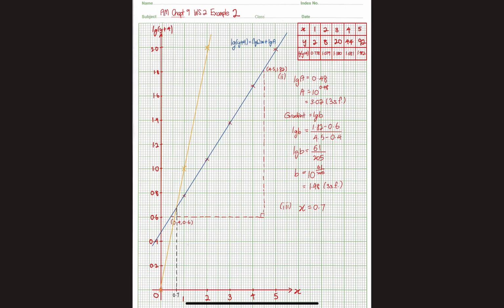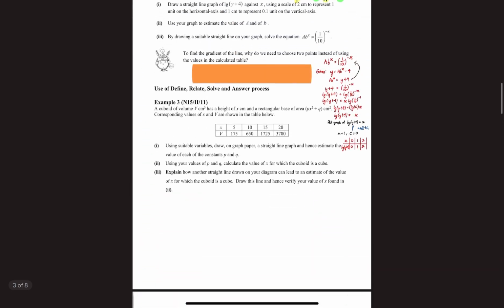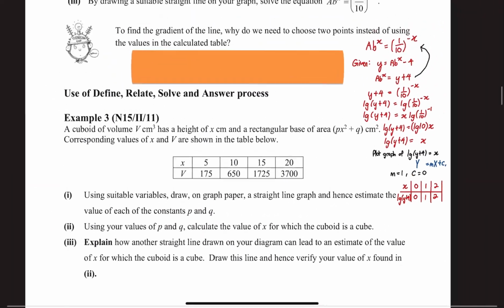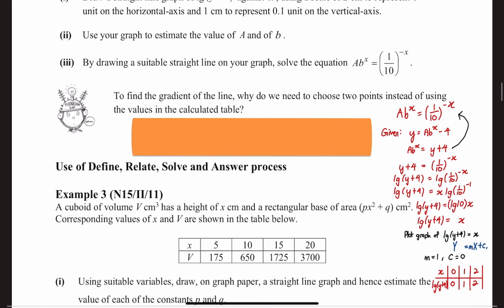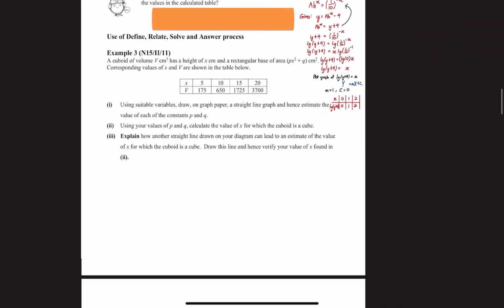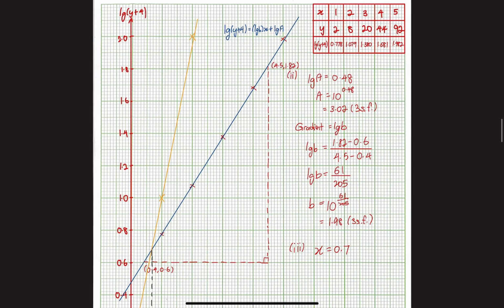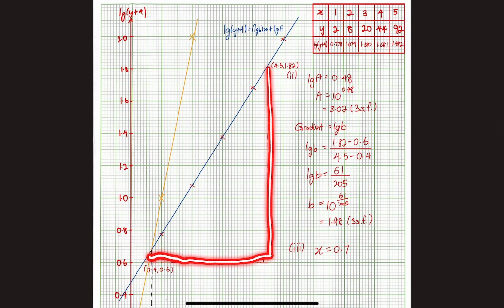Alright, so now let's move on to example 3. Okay, before that, there is one part that we need to go through first. To find the gradient of the line, why do we need to choose 2 points instead of using the values in the table? So the reason why we must draw the gradient triangle, you see every time I must draw a gradient triangle first, then I can find the gradient.